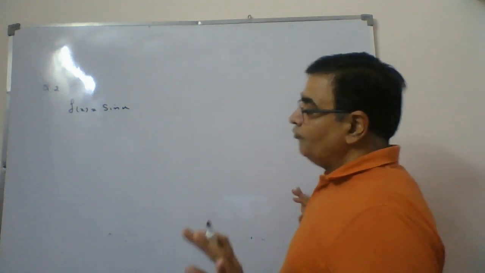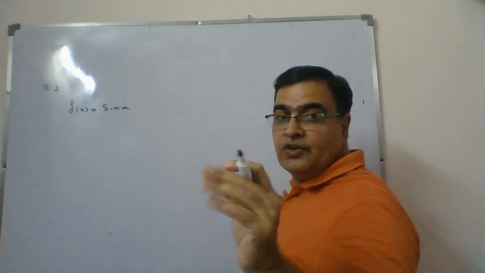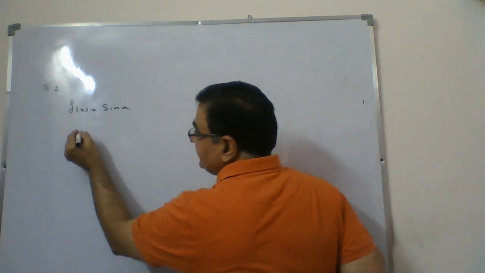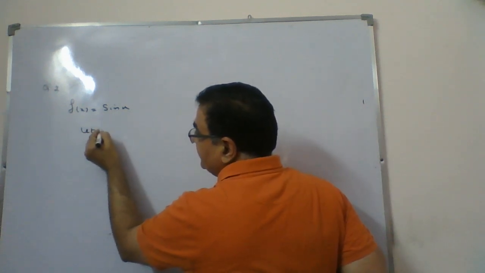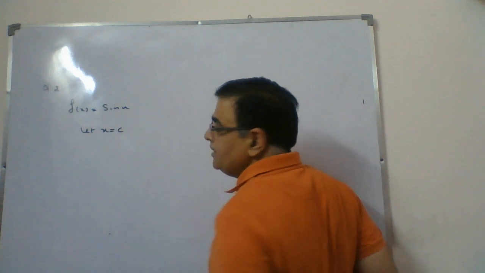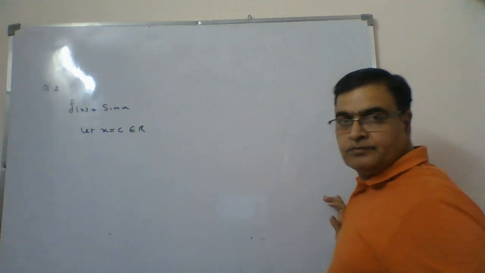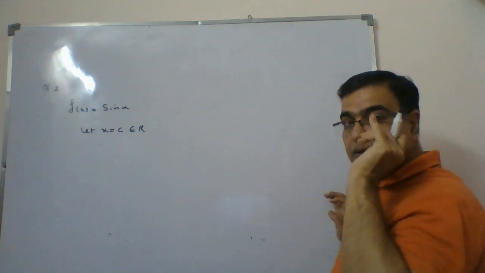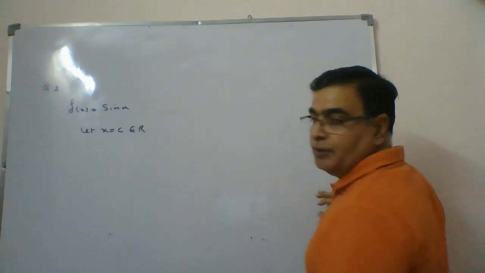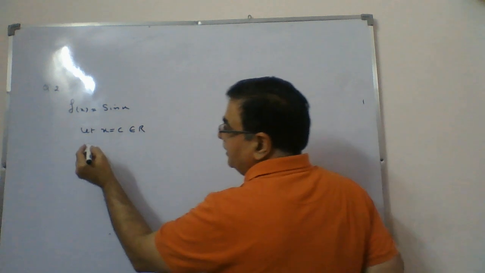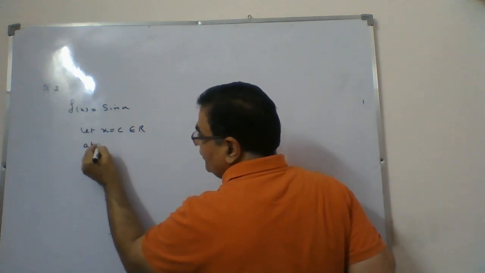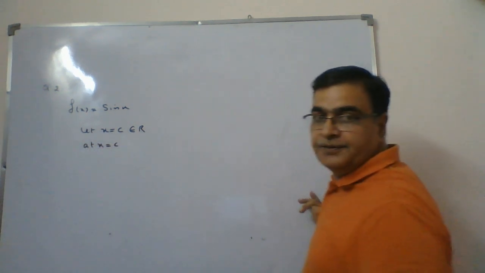In this case, we will start with a certain general point. Let x = c belong to the real numbers. c is any point anywhere we'll take, and that should belong to the real numbers. And at x = c, we check the continuity.